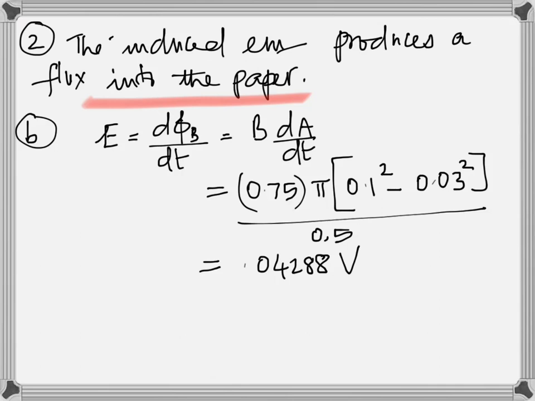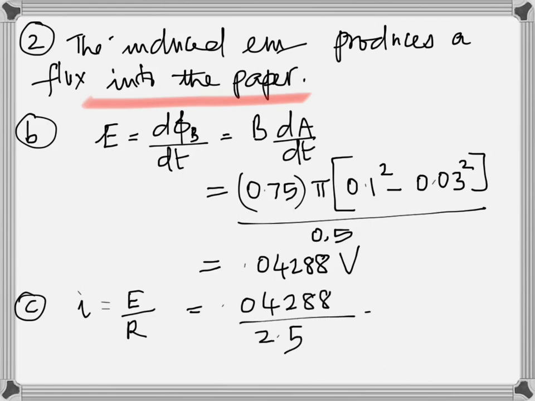And the C part, anybody should be able to do. If you got the induced EMF and you have the resistance, how do you find the induced current? Just Ohm's law. By Ohm's law, current is voltage divided by resistance. So I is E divided by R. 0.04288 divided by the resistance, which is 2.5, and you get 0.017 ampere.